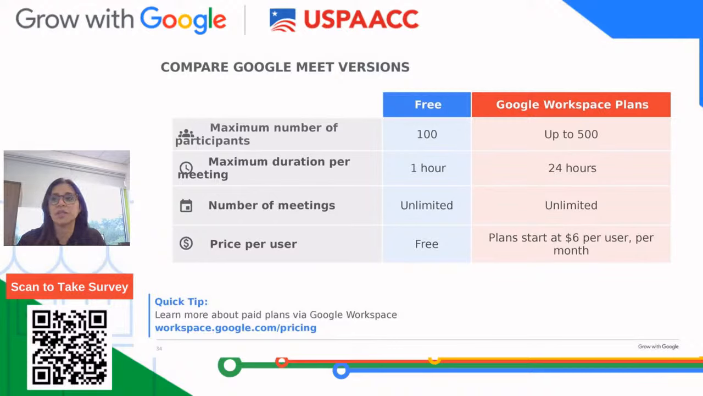If you need more features, you can sign up for Google Workspace. There is a range of available plans starting at $6 per month per user. Depending on your selected plan, meetings can hold up to 500 attendees. To learn more and compare the plans, visit workspace.google.com/pricing.